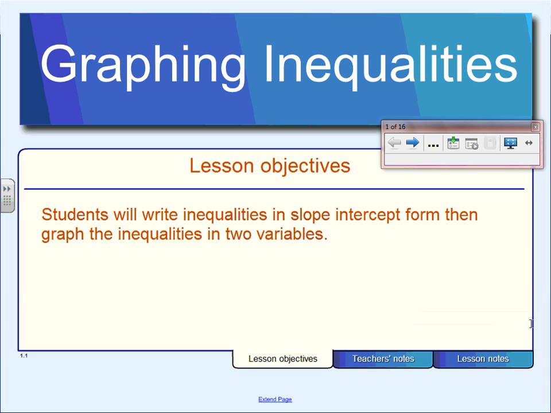We're going to be graphing systems of inequalities. You know how to graph inequalities, but we're going to add a little twist, and we're going to graph systems of inequalities, which basically means we're going to be graphing two inequalities on the same piece of graph paper. But before we do that, let's go ahead and review some things that we should already know.